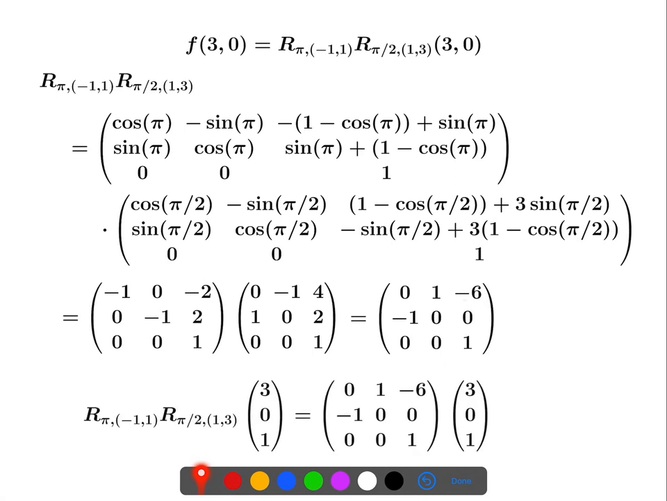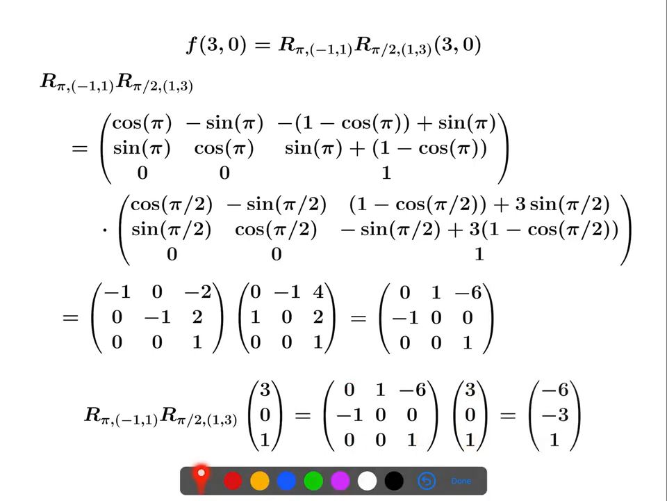Now, if I want to know what happens to a point 3, 0, then I go ahead and put an extra 1 here and put 3, 0, 1. And I just take the product we just found, this matrix, and multiply it by 3, 0, 1. So that's this row dotted with this, and then this row dotted with this, and then this row dotted with this.